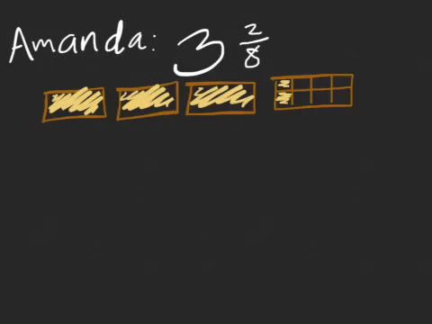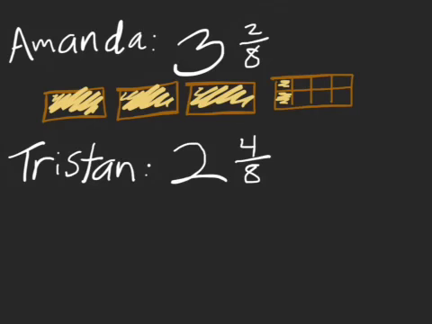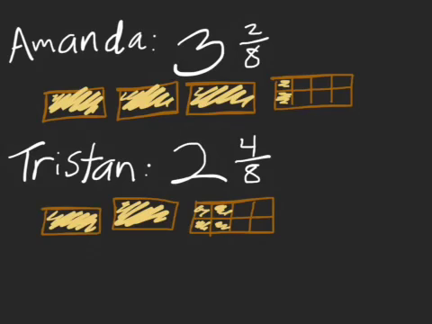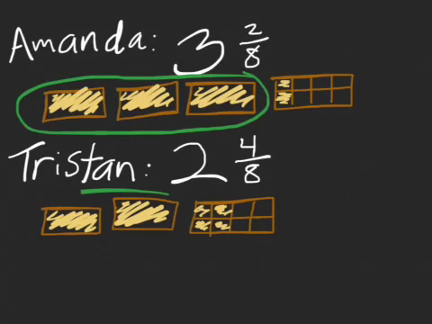Well, she wasn't the only one that went trick-or-treating last night. Tristan also went trick-or-treating, and when he got back, he wasn't quite as hungry. Maybe he didn't walk quite as far, but he ate 2 4/8 candy bars. So your drawing for Tristan should look like this. What we can think about is combining the whole candy bars to see how many they ate in all, and then dealing with the fractional parts later on. So Amanda has 3 whole candy bars, and Tristan has 2 whole candy bars. So that means that we've got at least 5 candy bars.